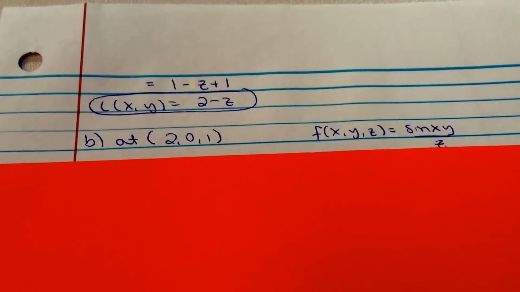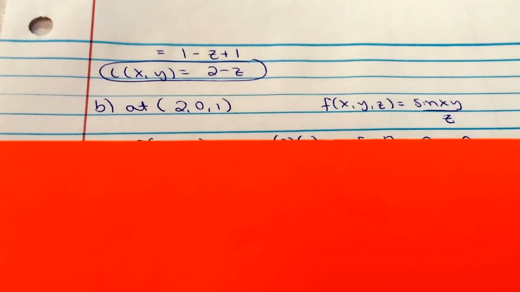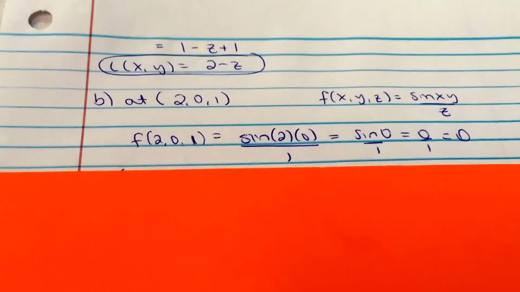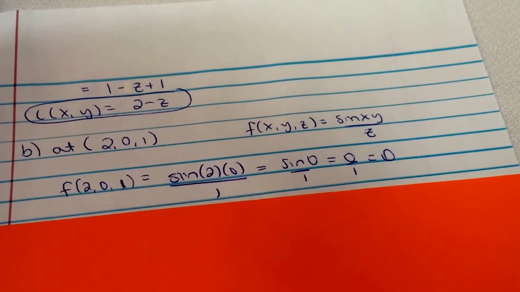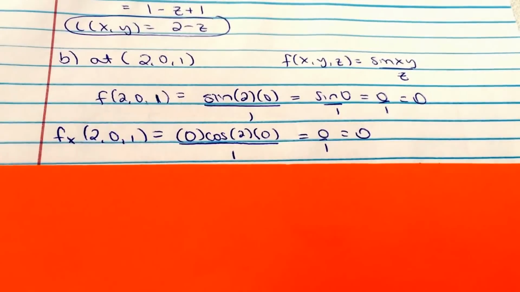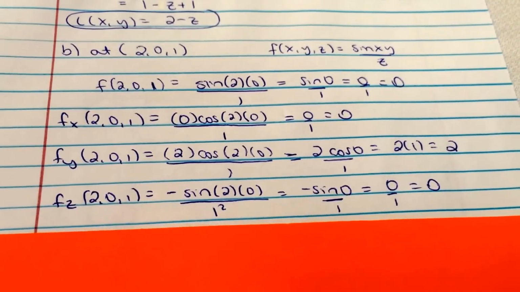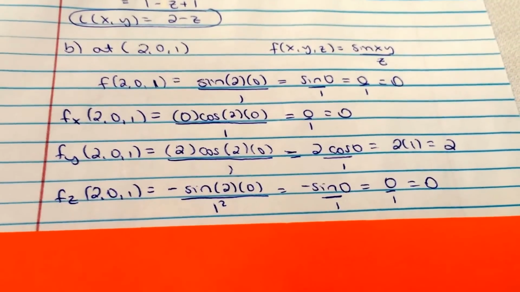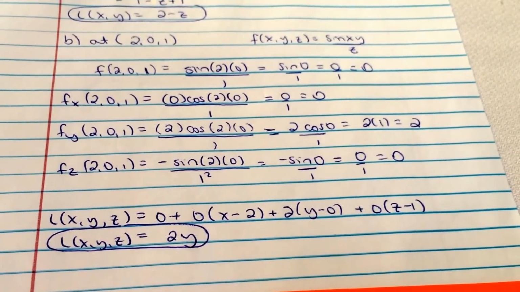All right, so for part B, here's my different point. So I need a different function value. Okay, so my function value has changed. What was my function value? Probably was 0 too. No, it was 1. Now it's 0. So it has changed. Okay, so here I'm reusing the functions from the previous page, but I'm plugging in different points. So I'm getting sometimes different values. And then I plug it all in and it simplifies down to just 2y.